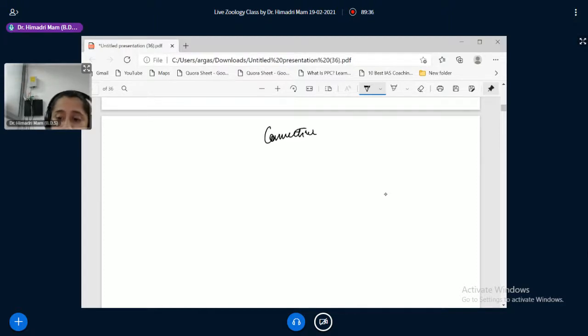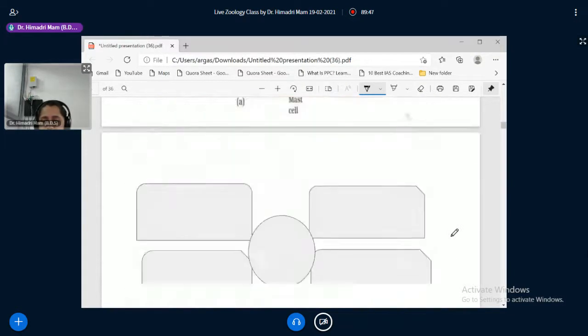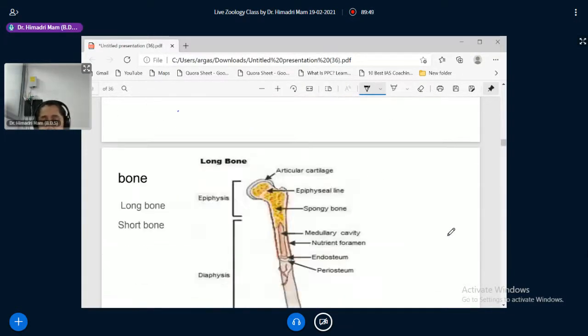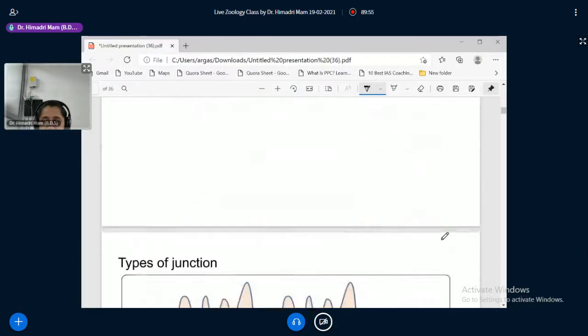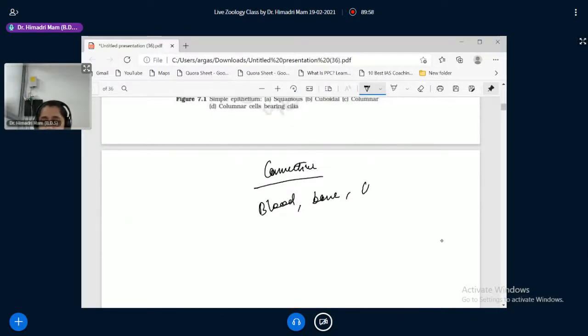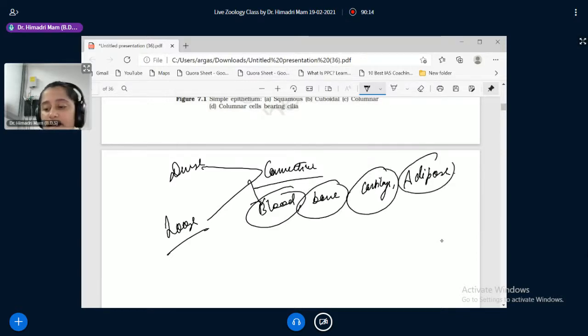Connective tissue. We have blood, cartilage, bone, and adipose. So basically, blood, bone, cartilage, and your adipose. And the major types are dense and loose connective tissue. There are the specialized connective tissues that we have: blood, bone, cartilage, and adipose.